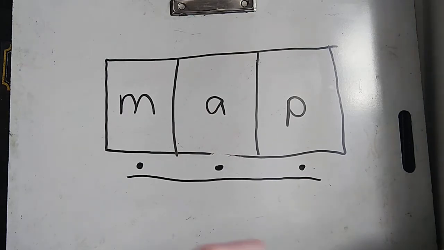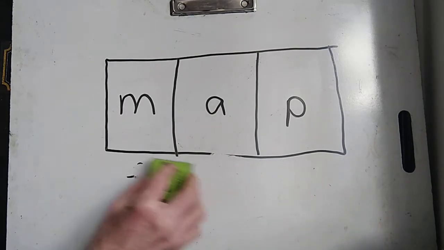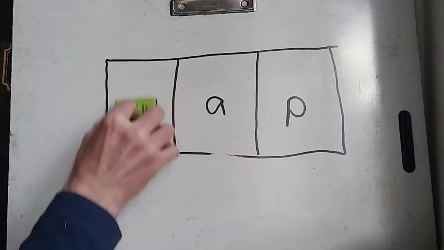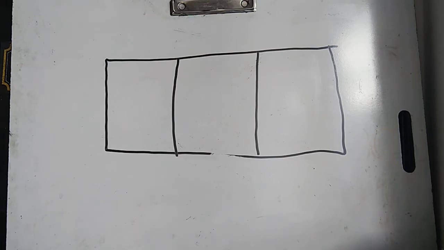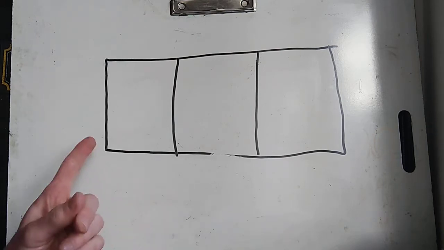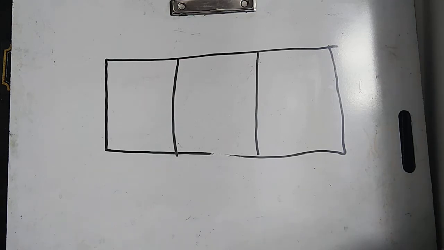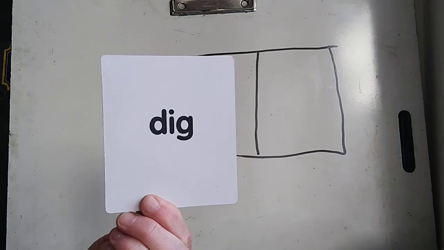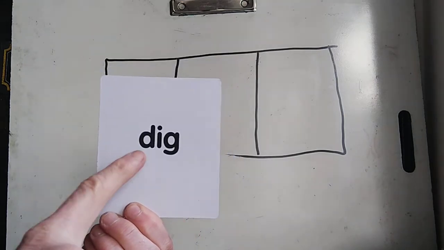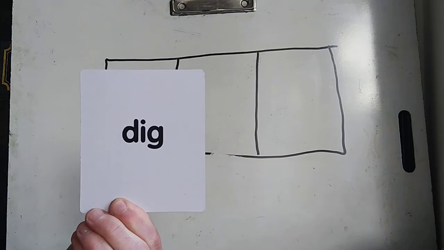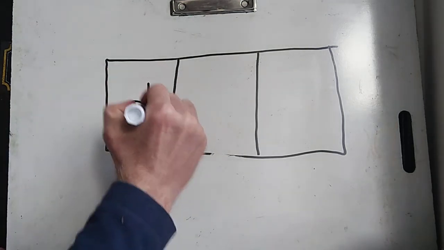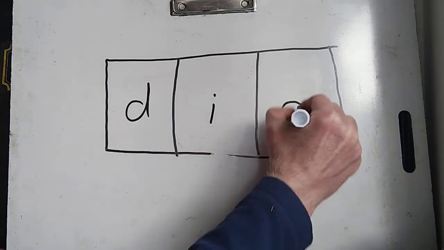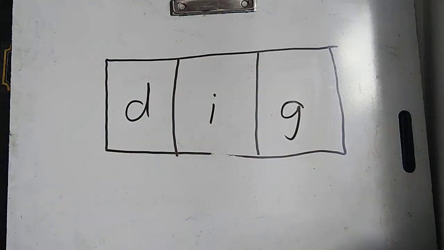Okay, good. Were you reading along with me? Please read along with me, all right? Please say the sounds and do exactly what I'm doing, all right? Because we are on our way to reading. Once we can do this, we can pick up books and read them. All right. Our next word, say the letters with me. D, I, and G. Okay. All right, I'm going to put them in our boxes here. D, I, and G. Okay.